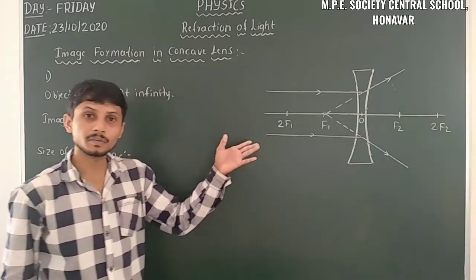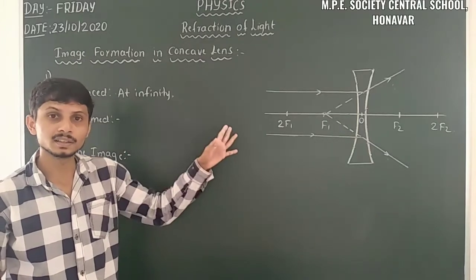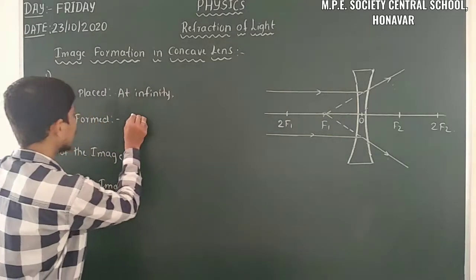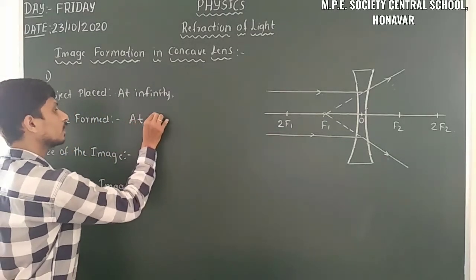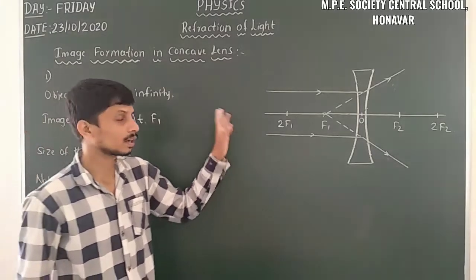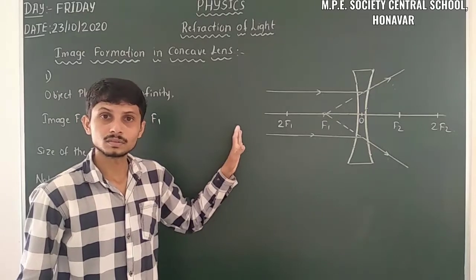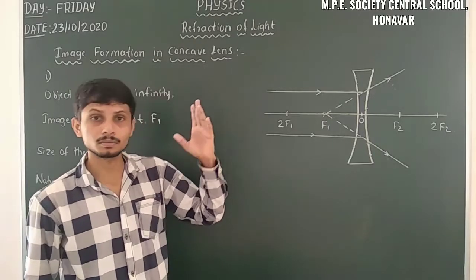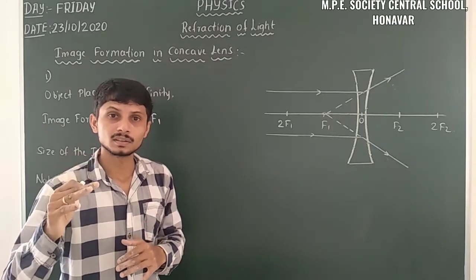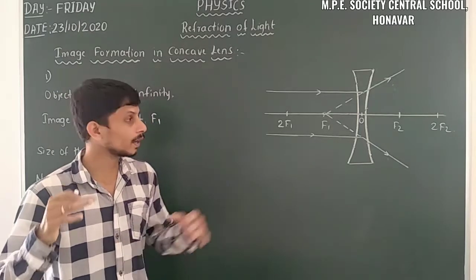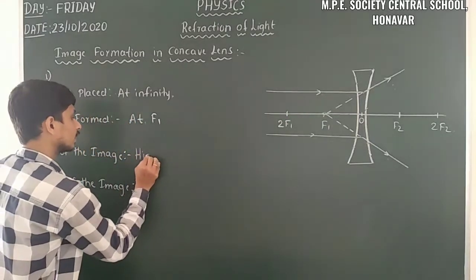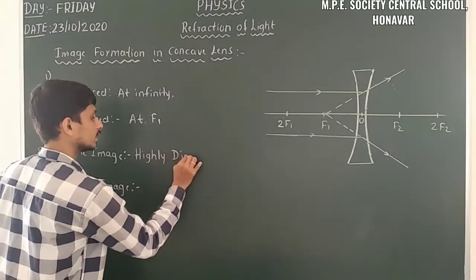Yes, thus this is the ray behavior, or this is the image formation, when an object is at infinity. So where is the image formed? The image is formed at f1. Then what is the size of the image? It is point size or highly diminished compared to the object. The object is at infinity, so the object is very large. So the image is highly diminished.